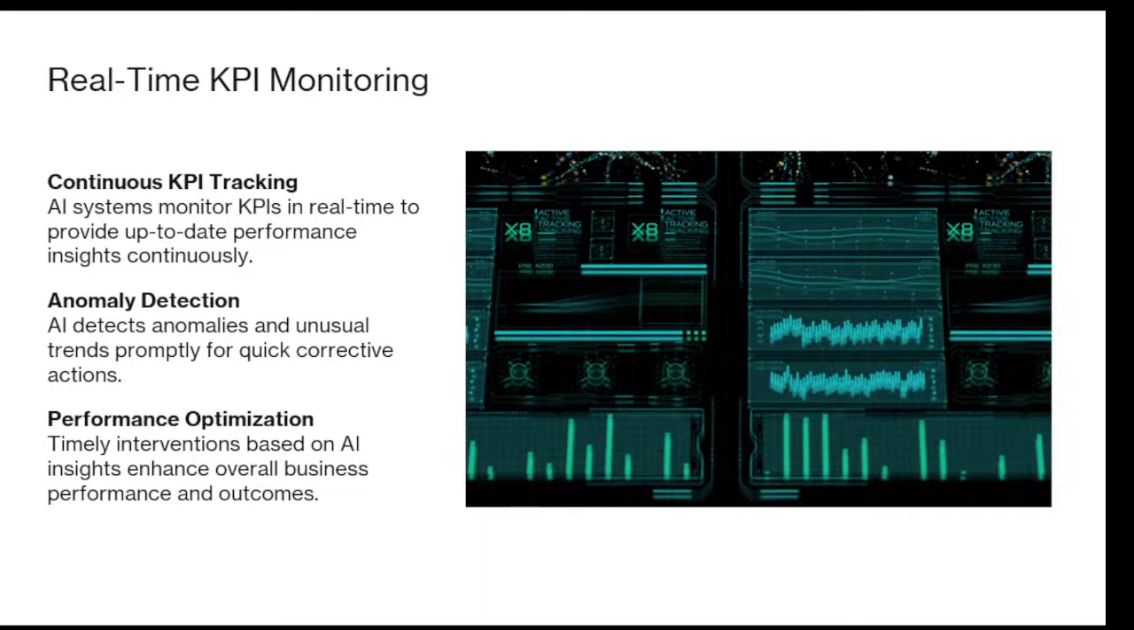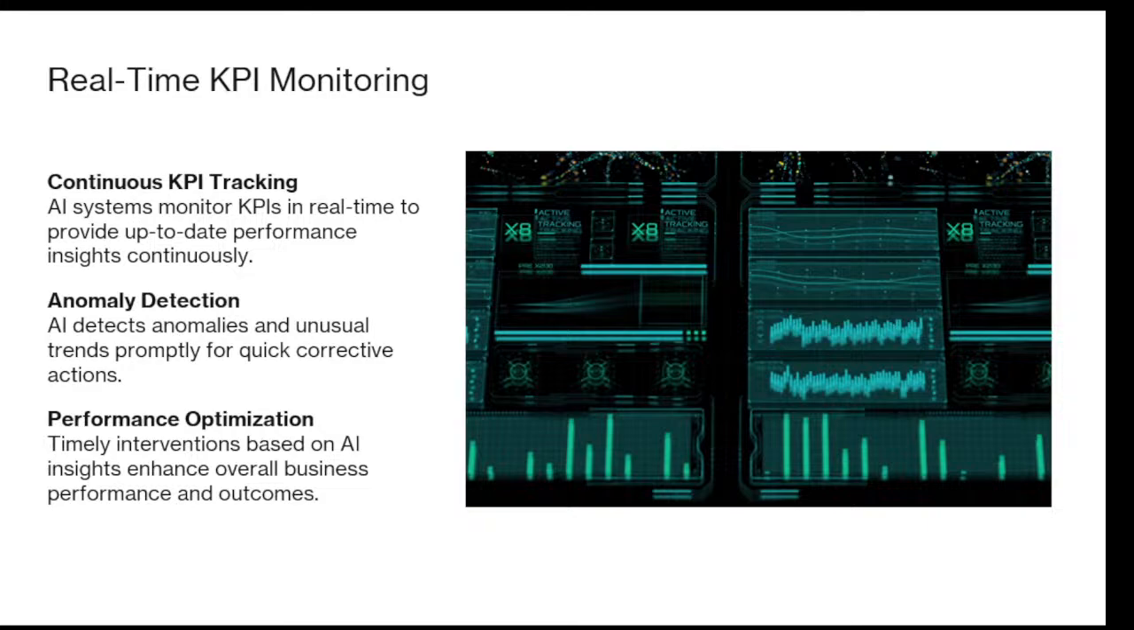So real-time KPIs. So continuous tracking, having the ability to monitor things. When I'm driving along and that tire light comes on or the gas light comes on, I need to do something now, right? That's not a wait and see. That's a real-time update of my performance. Anomaly detection. What's something that's an unusual trend, something that needs a prompt for a quick corrective action.